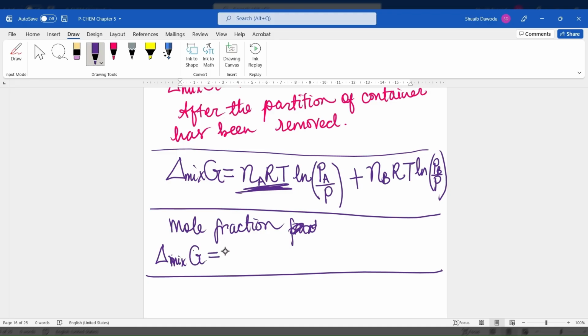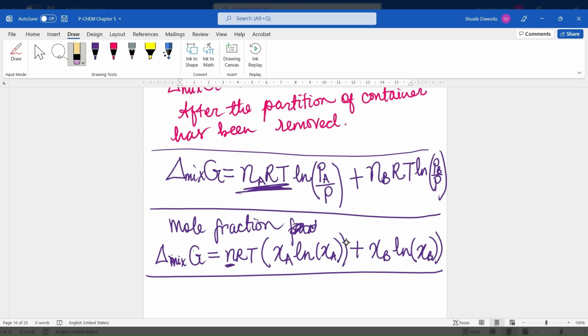So the mole fraction formula for Gibbs energy of mixing is just nRT, where n is the total number of moles, not any other number of moles. So you can say n sub T multiplied by the mole fraction of gas A multiplied by ln of the mole fraction of component A, plus the mole fraction of component B multiplied by ln of the mole fraction of component B. This is when you're really just dealing with mole fractions. That's about it.